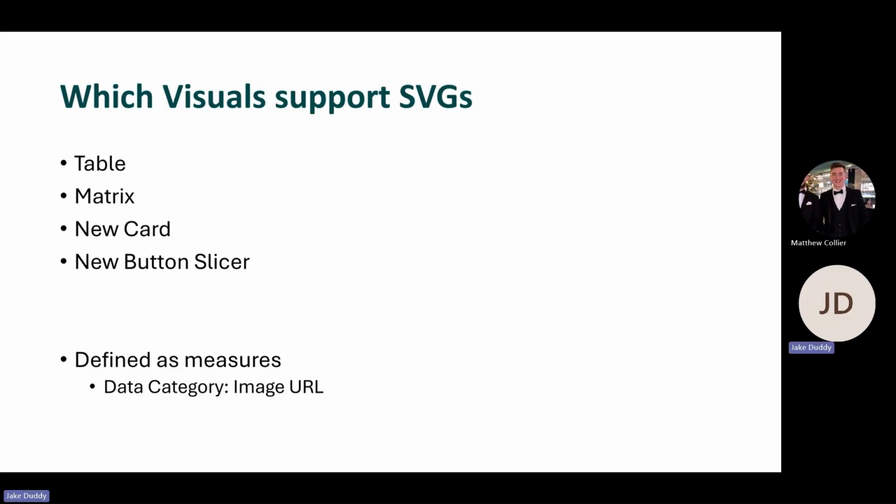There's a subset of Power BI visuals that actually support SVGs. So you've got tables, matrices, and some of the new stuff, so the cards, the button sliders. One thing to mention is you really are going to want to define those as measures, and you need to set your data category as image URL. Otherwise, all you're going to see is the text of the XML and not the actual image.